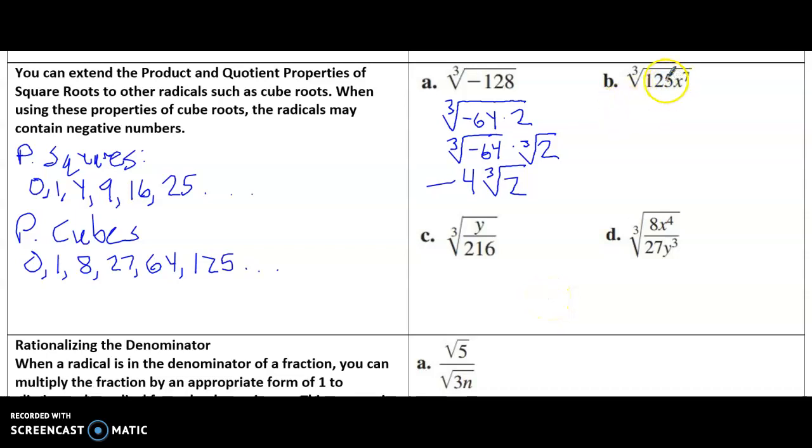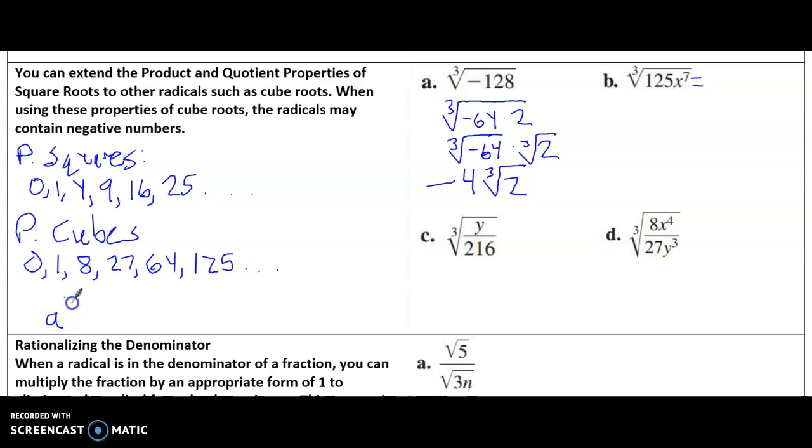Okay, you could do the same thing with this, and I'm going to leave this one to you guys just because I only have so much time to teach this. 125 is a perfect cube, so when you use the product property of cube roots, you're going to get a 5 out of that. The x to the 7th is a little more complicated, and maybe I should show you guys that, which is, remember, the root is the denominator of the rational exponent. Let me make sure you remember that.